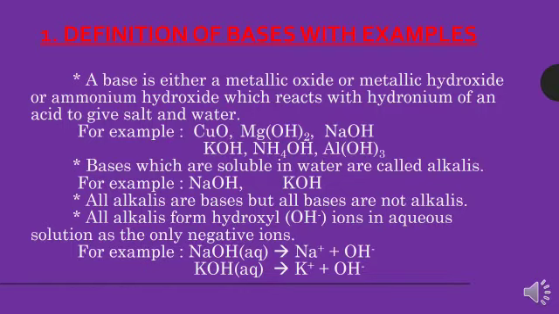All alkalis form hydroxyl ions in aqueous solution as the only negative ions. In case of acids, they form hydronium ions in aqueous solution as the only positive ions. Now here, for example, sodium hydroxide in its aqueous solution gives sodium positive ion and hydroxyl as negative ion. Potassium hydroxide in aqueous solution gives potassium positive ion and hydroxyl as negative ion.